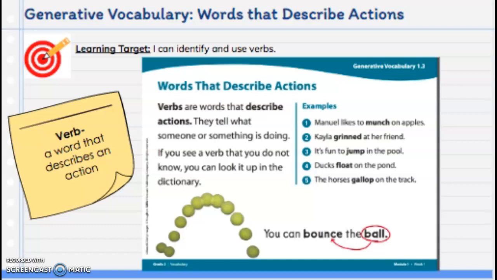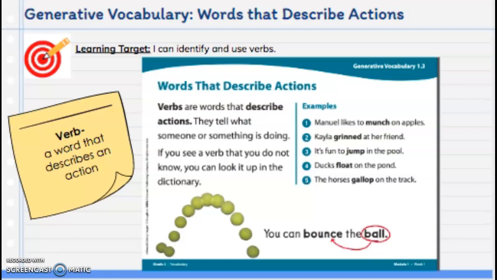Let's look at some examples. Manuel likes to munch on apples. Munch is a verb. It describes the action. Kayla grinned at her friend. Grinned is a verb. It's fun to jump in the pool. Jump is a verb.